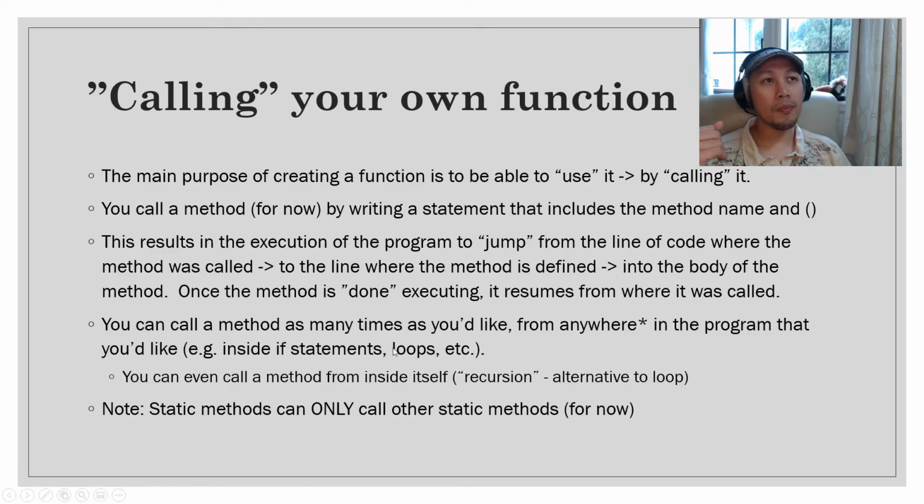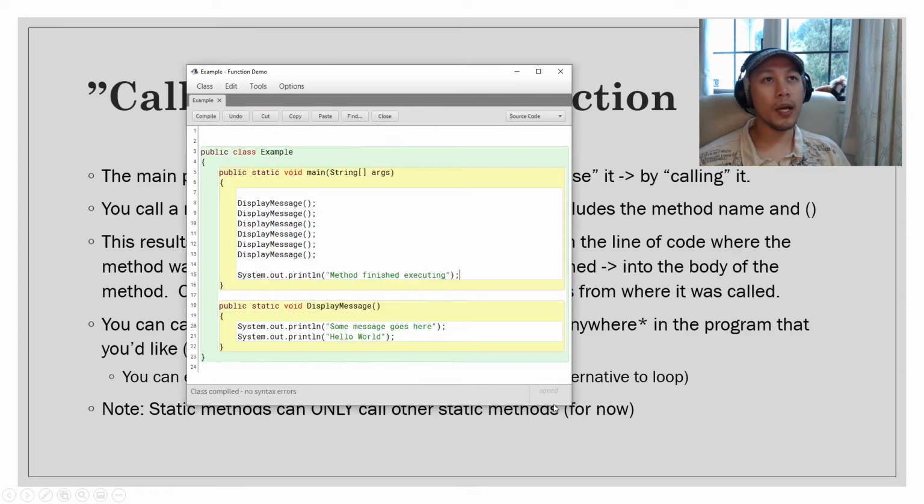You can call a method as many times as you want, and in fact, you can call a method from inside itself. This is called recursion. Let me demonstrate what recursion looks like in a moment. And as a quick note, static methods can only call other static methods for now. Okay, so let's go back to this and let's demonstrate what that all means.